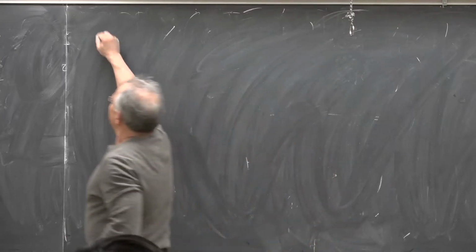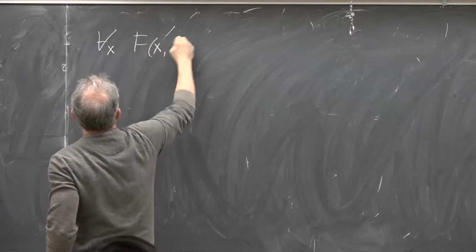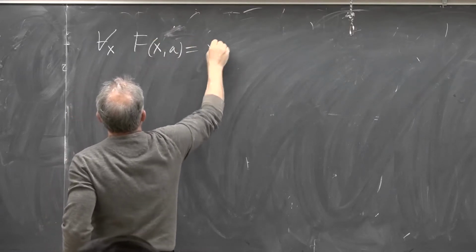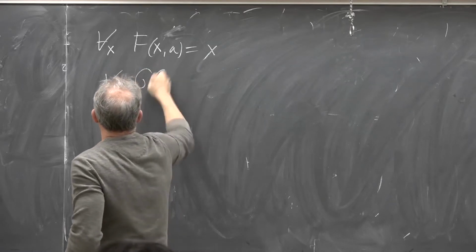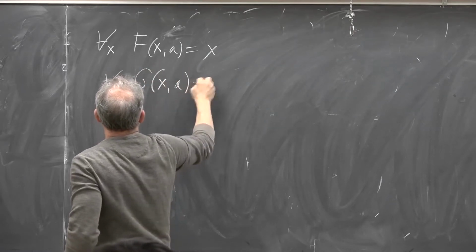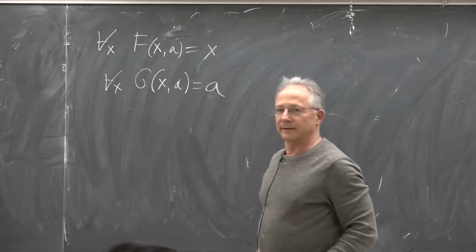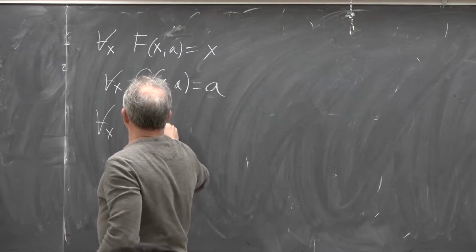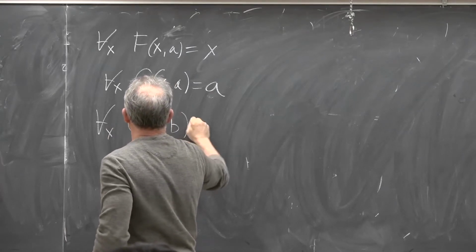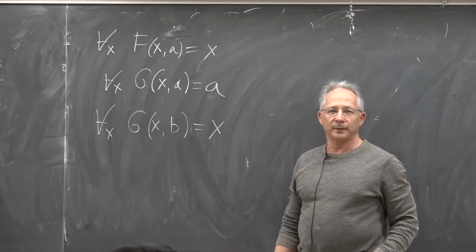I can say for all x, f(x,a) equals x. Or I can say for all x, g(x,a) equals a. And what is the formula for all x, g(x,b) equals x? What does it say about b? B is 1.